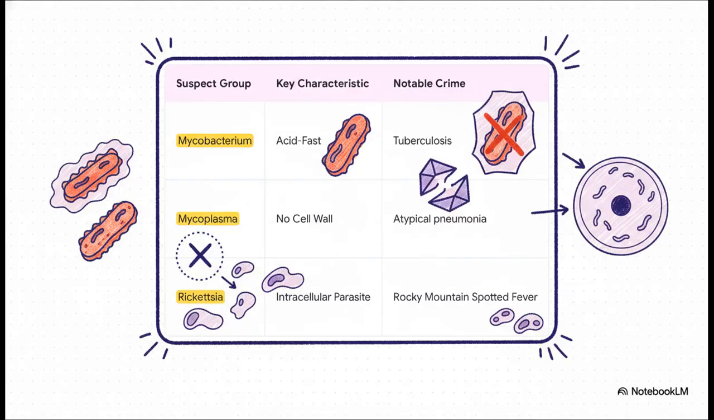And then we have the truly atypical files. You've got Mycobacterium, which causes tuberculosis. It has this waxy wall that completely resists the Gram stain. Then there's Mycoplasma, which breaks the rules by having no cell wall at all. And you even have intracellular parasites like Rickettsia. These are bacteria that can only survive by hiding out inside our own cells.